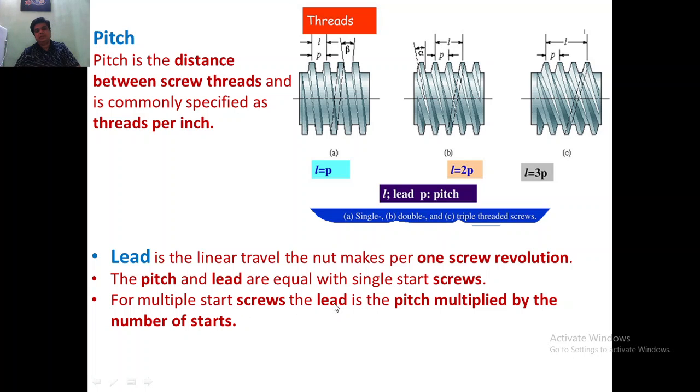The lead is basically nothing but pitch multiplied by the number of starts. In this case, the number of starts is 1, so L is equal to p. In this case, the number of starts is 2, so 2 times the pitch will give rise to the lead. So 2 is the number of starts here. In case of triple start screws, the number of starts is 3 here. L is equal to 3p.